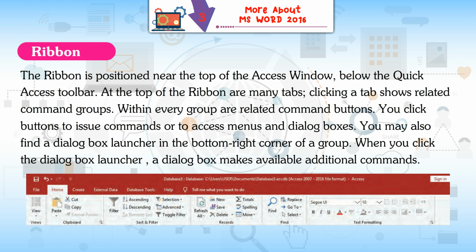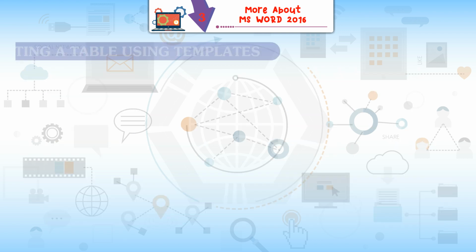At the top of the ribbon are many tabs. Clicking a tab shows related command groups. Within every group are related command buttons. You click buttons to issue commands or to access menus and dialog boxes. You may also find a dialog box launcher in the bottom right corner of a group. When you click the dialog box launcher, a dialog box makes available additional commands.